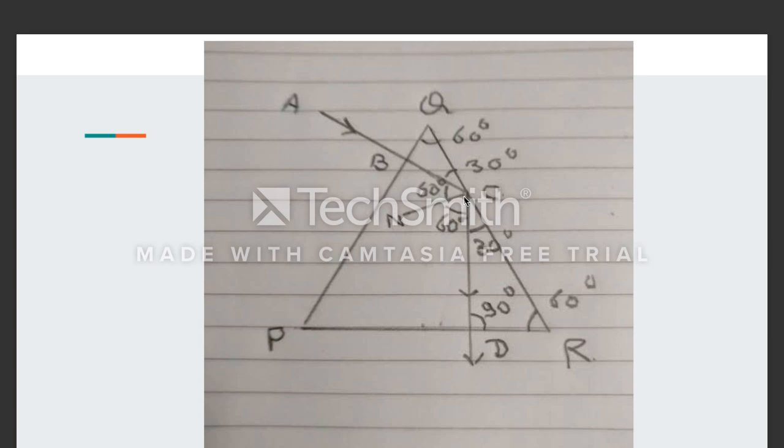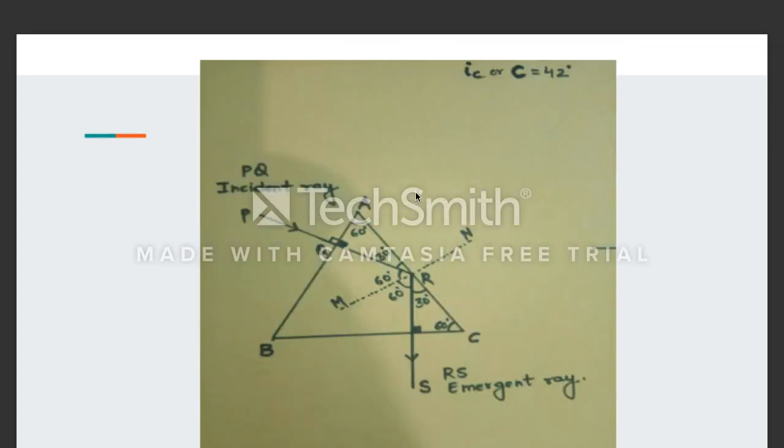It strikes this particular surface. This is the point of incidence. At this point of incidence, CN is the normal. The angle of the incident ray with this surface is 30 degrees, so the remaining angle, that is the angle of incidence, comes out to be 60 degrees. Now since this angle of incidence is 60 degrees and the critical angle for the glass prism is 42 degrees, the angle of incidence is greater than the critical angle.